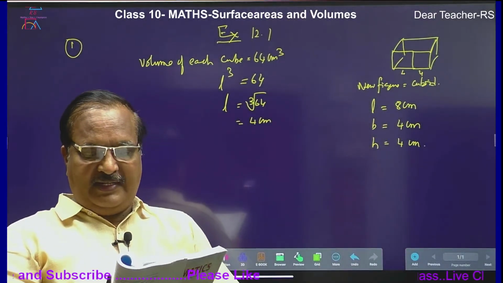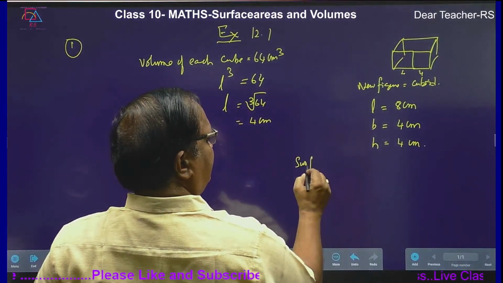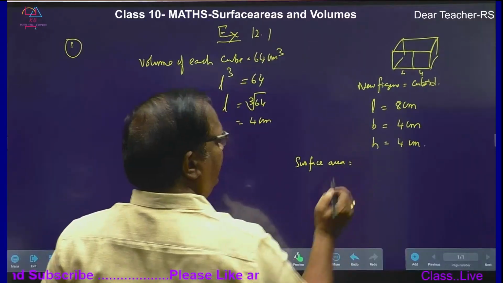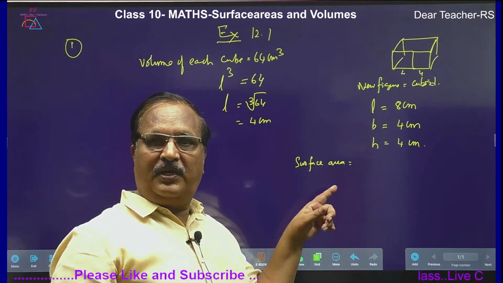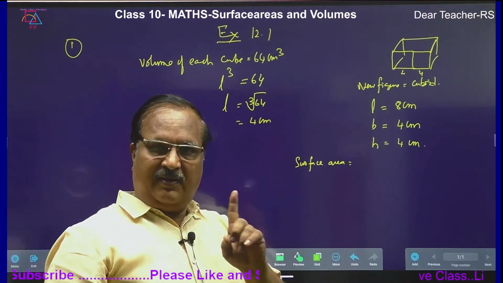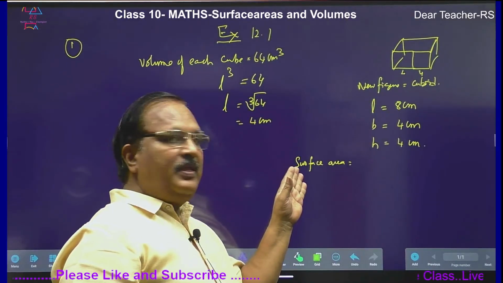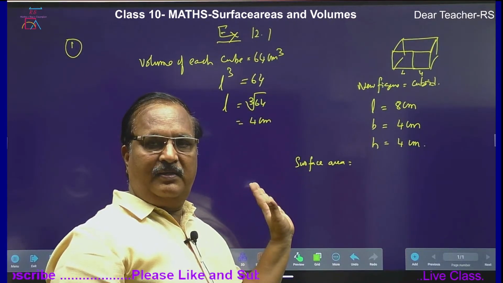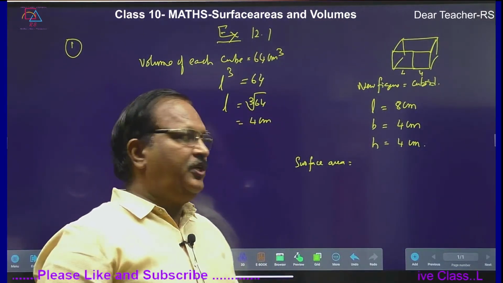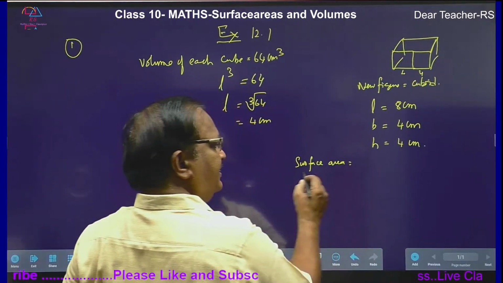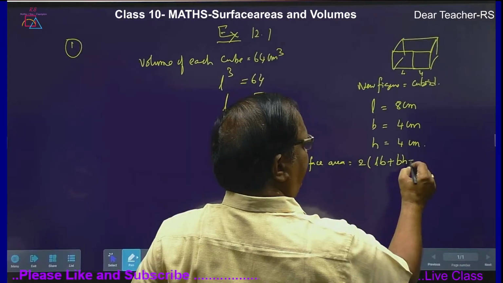Okay, and find the surface area of the resulting cuboid. So we have to find the surface area. Here nothing is indicated whether it is lateral or total. If nothing is indicated, always assume that it is the total surface area. If lateral or something is written, then you have to find only that. He did not mention anything, so you should assume this is the total surface area. Write the formula: LB, BH and LH.